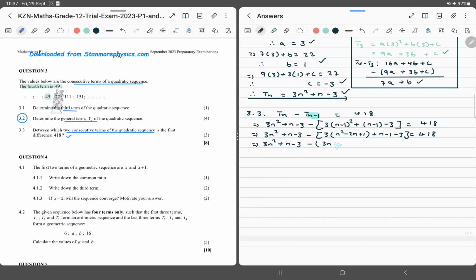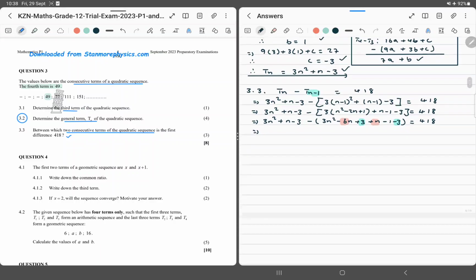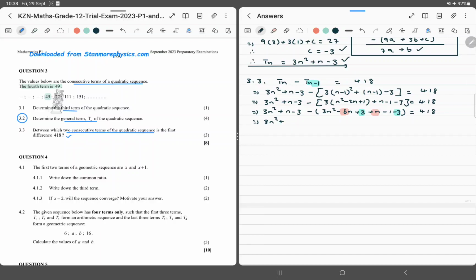So let's sort this one out. It's 3n squared minus 6n plus 3 plus n minus 1 minus 3 equals 418. Now, there's a lot of things that happen. 3 minus 3 out. And then minus 6 plus that. Now we just go step by step, or else too much telling or summarizing is always going to hurt people. So 3n squared, this is minus 5n, and then minus 1, because the 3 is cancelled, right, is equal to 418.